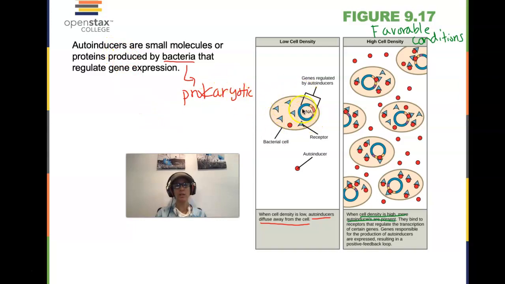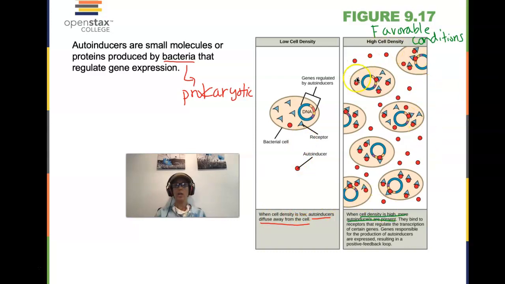because this cell has the genes in its DNA that will be transcribed to RNA and be translated to the other molecules. And in this case, we have this small chemical. When it gets secreted into the environment, if it re-enters the cell, the receptor is internal, and that would give it the signal that the autoinducer is present. And when it's low, those chemicals diffuse away.